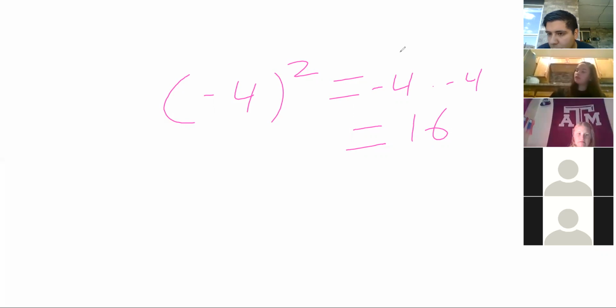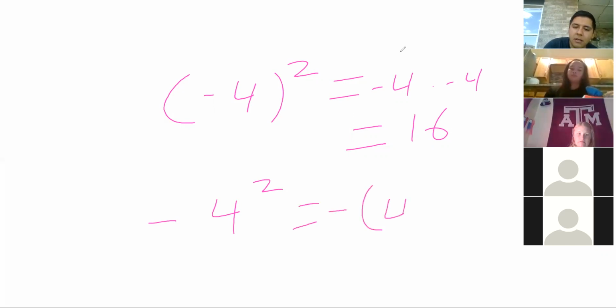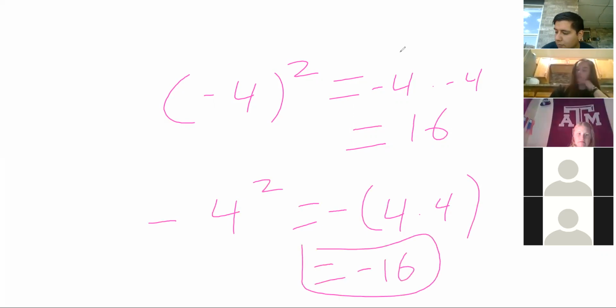Okay? So the confusion comes because when you put -4 squared into the calculator like this, without the parentheses, this is what the calculator is doing. It's not including the parentheses, and all it's doing is multiplying 4 times 4, which would give you -16. So just know that whenever we're squaring negative numbers, they're going to turn into a positive number.